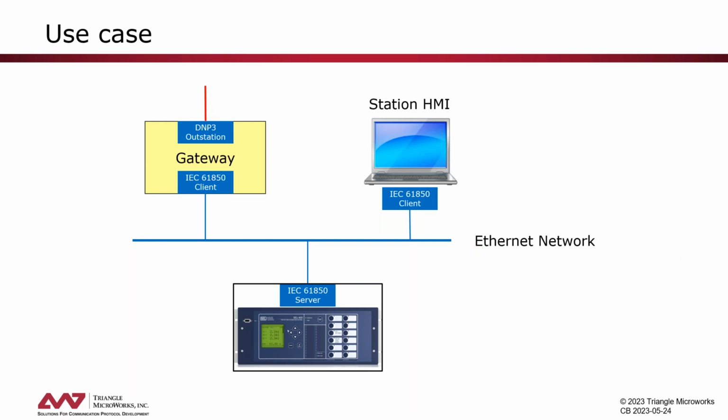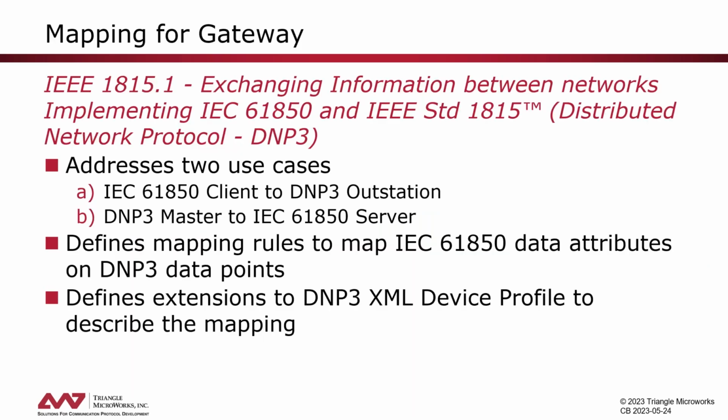To perform that, there is an IEEE standard that was developed that is discussing how we best can do that. So the standard that I would like to introduce is IEEE 1850.1, and it is about exchanging information between networks implementing IEC 61850 and IEEE standard 1815, which is the DNP3 protocol.